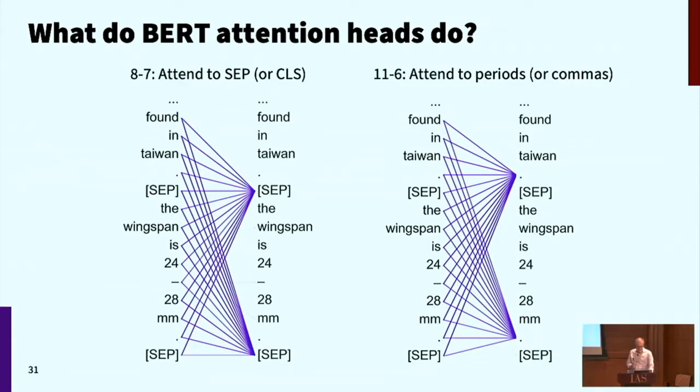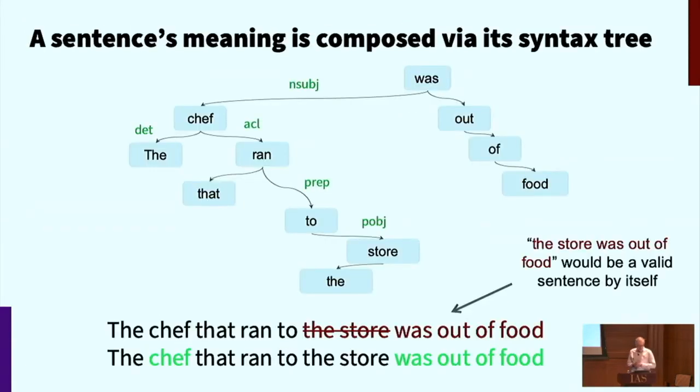And there are different answers for different heads, but quite a lot of them actually look at syntactic structure. So let me just say a moment about syntactic structure here now. As a linguist, when we think of a sentence's structure and meaning, we compose it via a syntax tree. So here's the sentence, "the chef that ran to the store was out of food."